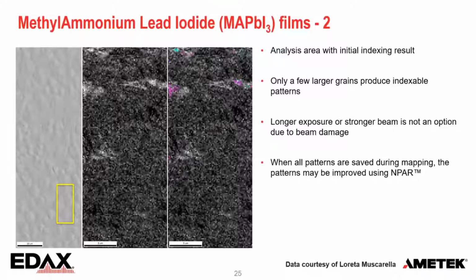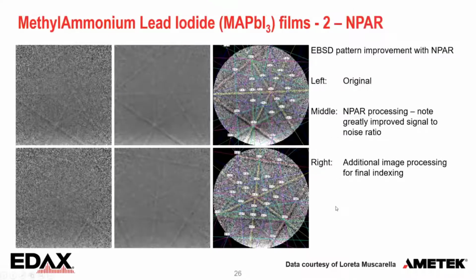So what we did here is apply our NPAR tool, which you can see like a moving average, where for every pixel in the map, we take the patterns of the 6 pixels around it on the hexagonal scanning grid, and we average those. That dramatically improves the signal to noise ratio, and then it gives us EBSD patterns where we didn't see anything before.